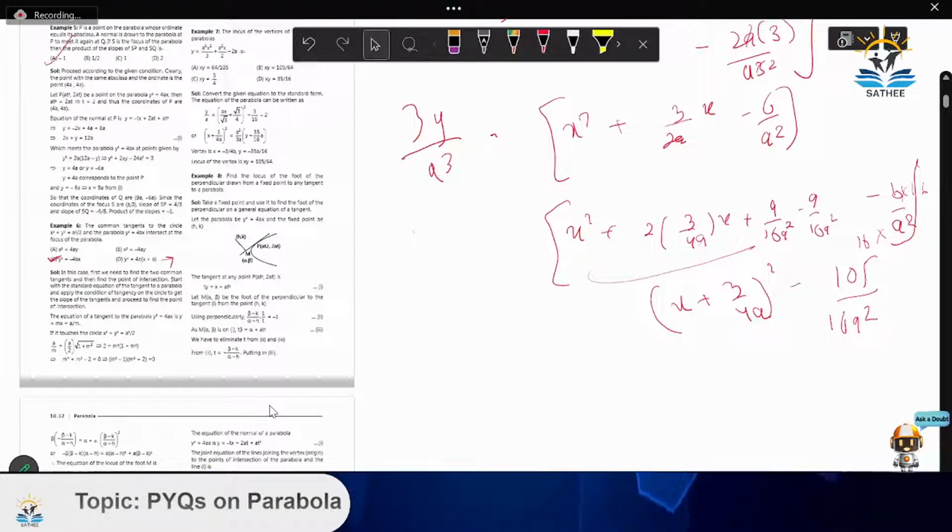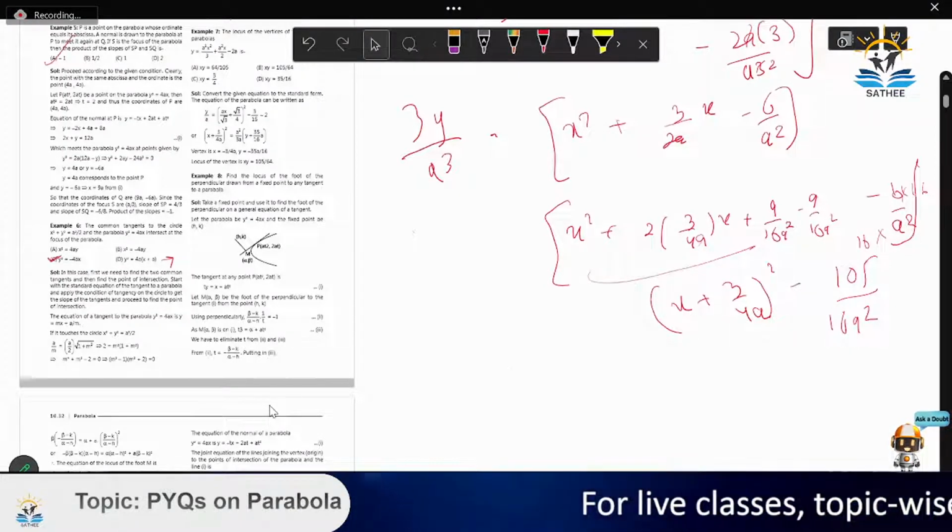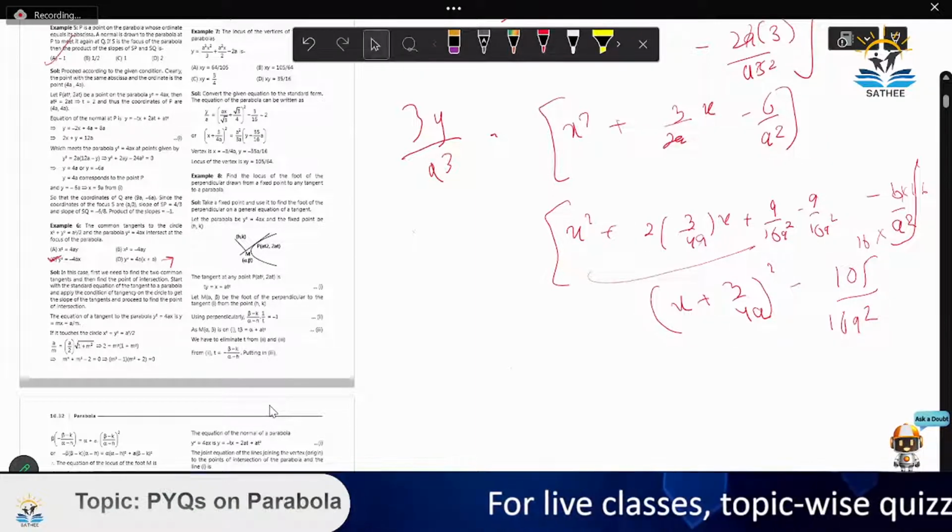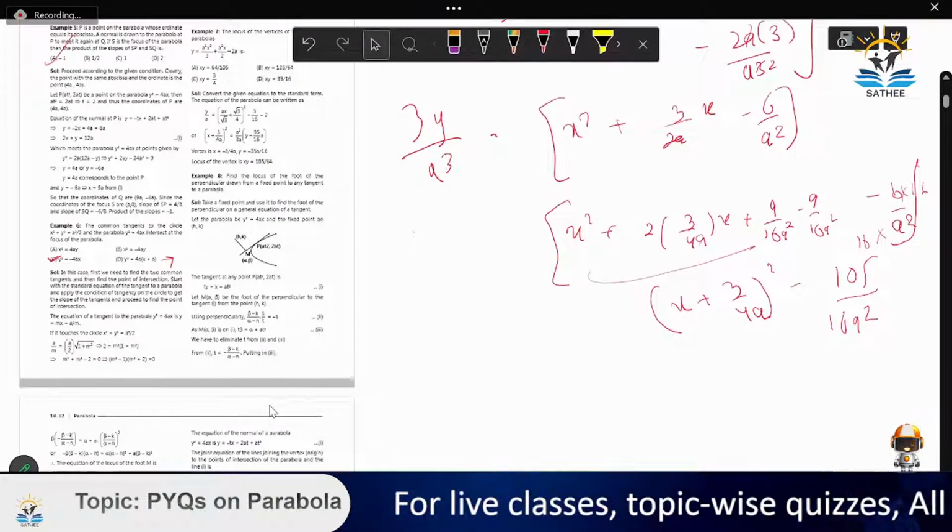And taking the 3 by a cube again common, I'm left with 3 times a cube, 105 by 16 a square.